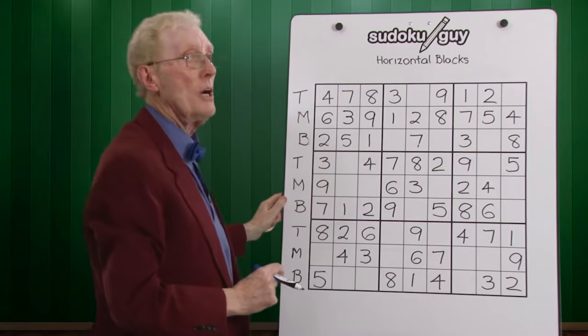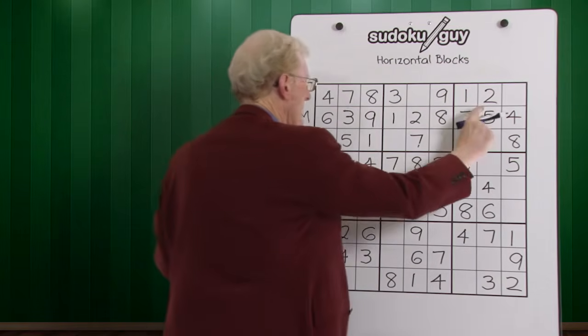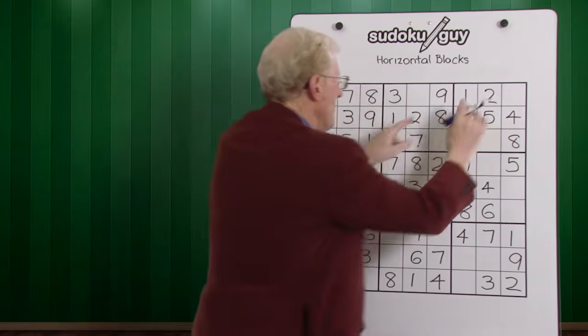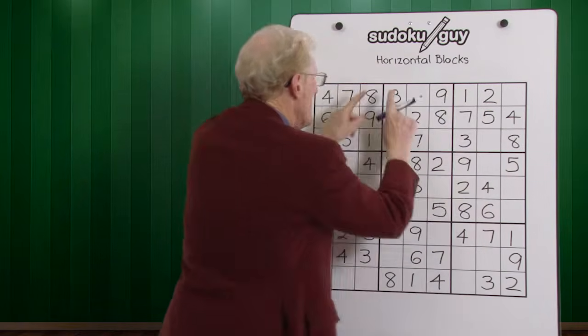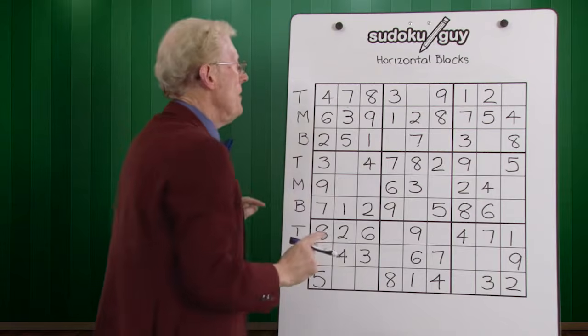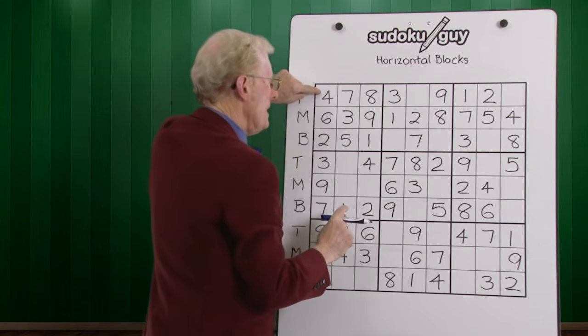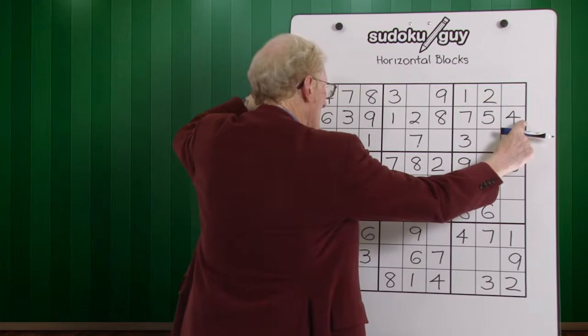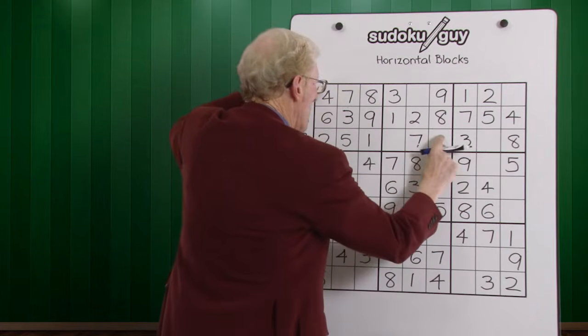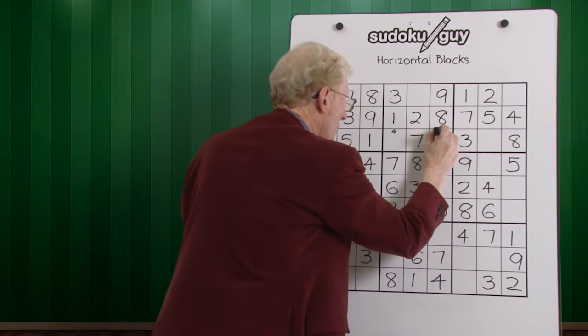Now let's go to 4s. Here we have a 4 in the top. Here we have a 4 in this block, and we have a 4 in this block, but we don't have a 4 in that block. So we can work out through logic where the 4 in this block will go. If it is in the top here, and if it's in the middle here, it has to be in the bottom. So we put a little 4 here, and a little 4 there.